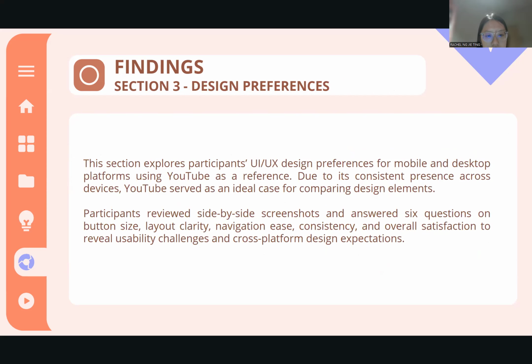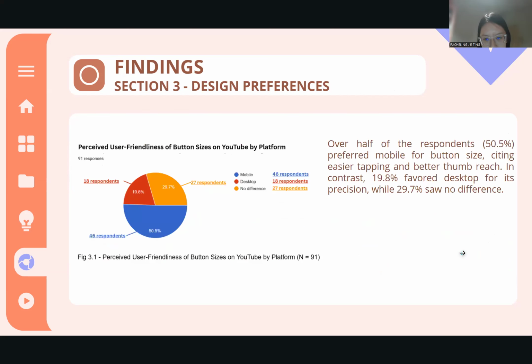Section 3. This section explores participants' UI/UX design preferences for mobile and desktop platforms using YouTube as a reference. Participants reviewed side-by-side screenshots and answered 6 questions on button size, layout clarity, navigation ease, consistency, and overall satisfaction to review usability challenges and cross-platform design expectations.